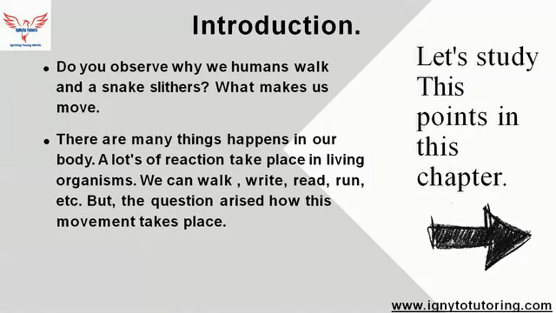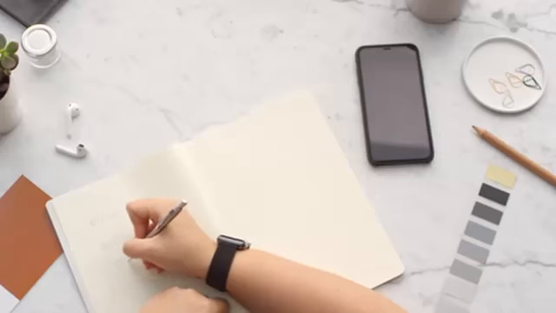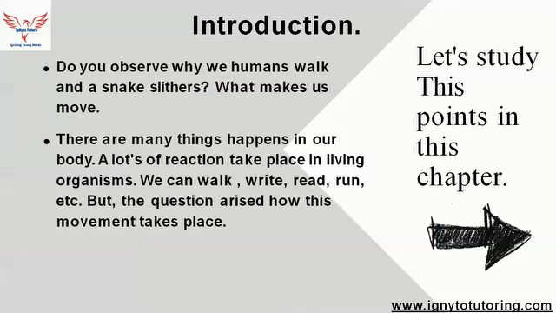Many things happen in our body. A lot of reactions take place in living organisms. We can walk, write, read, run, etc. But the question arises, how does this movement take place? So let's study this point in this chapter.